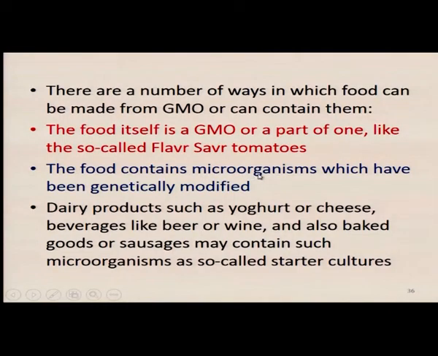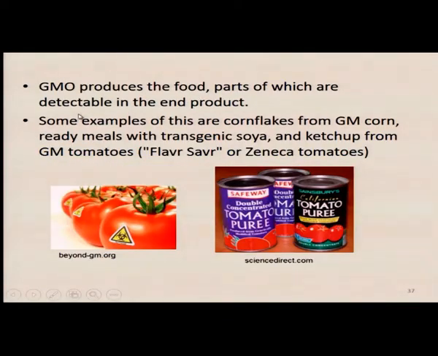The food itself is actually a GMO or a part of one, a typical example being the Flavr Savr tomatoes. The food will contain microorganisms which have been genetically modified. So when you talk about dairy products such as yogurt and cheese, or beverages like beer or wine, or even baked foods or sausages, they can contain microorganisms which act as the starter culture. So the GMO will produce the food, parts of which are detectable in the end product.